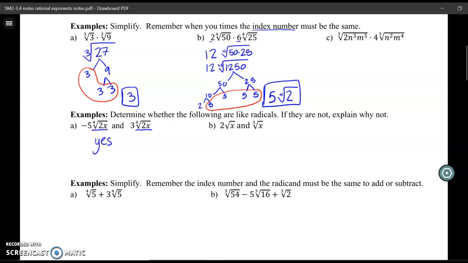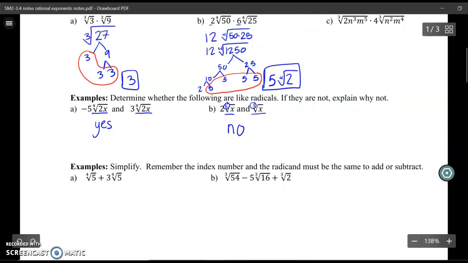In B, I have the square root of x and the cube root of x. So here in the second radical, I have the index of 3. And in the first radical, I don't have an index, which means the index is 2. So since these indices are different, these would not be like radicals. Okay, in the next examples, we're going to look at how we would add or subtract these radicals together.